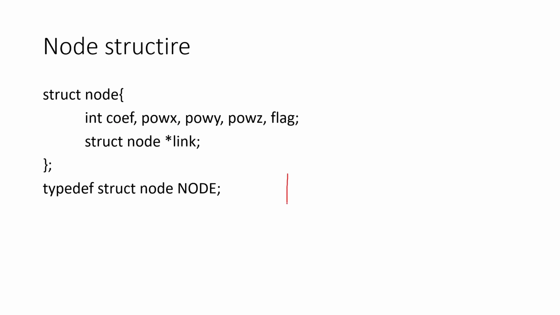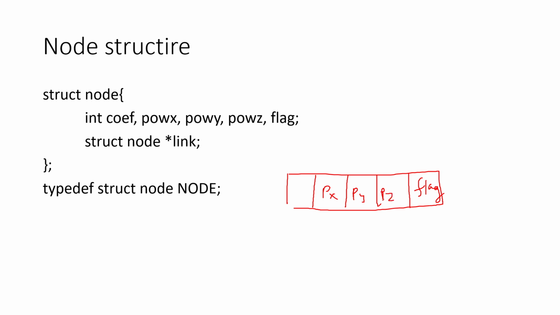The node structure looks like this. This is a single term: the coefficient of the term, power of x, power of y, and power of z, and one more field that is required is the flag. Initially this flag value is 0. So this is the exponent of x, exponent of y, and exponent of z, and this is the coefficient. This is how a single term of the polynomial looks, and it is a linked list.